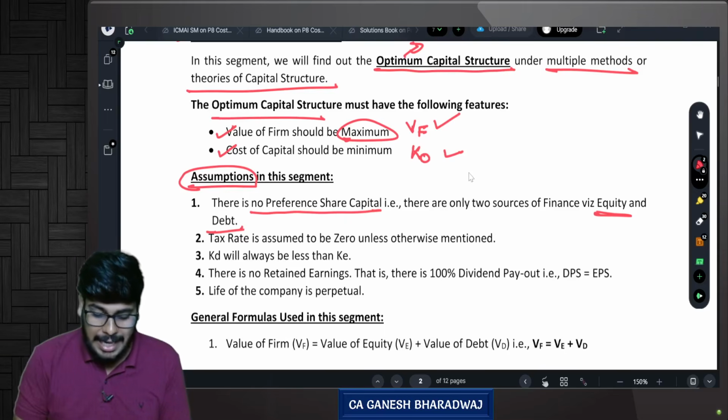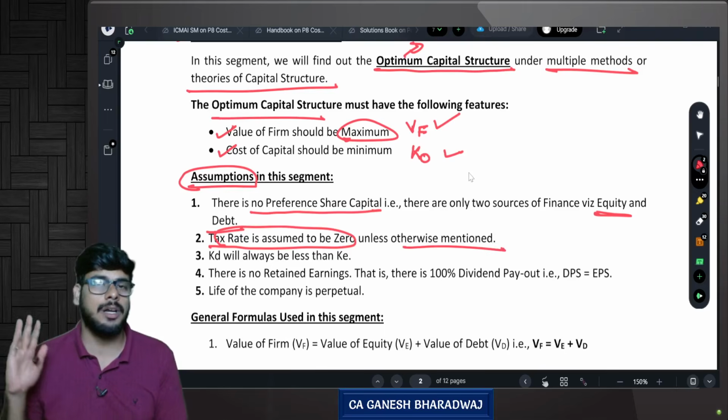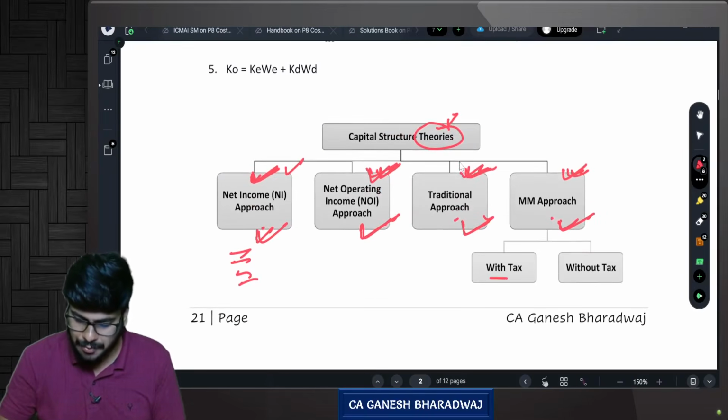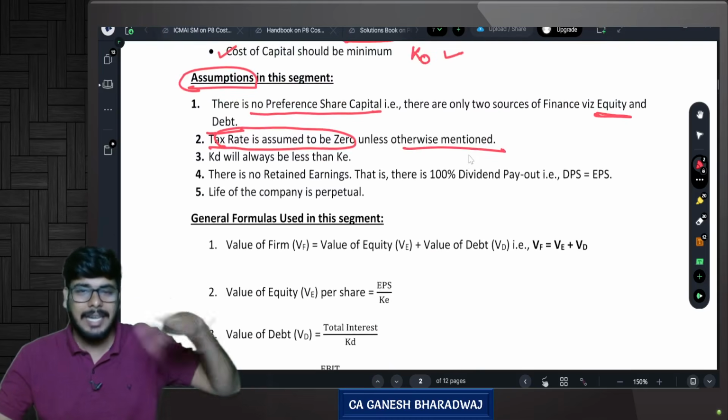Number two, tax rate is assumed to be zero unless otherwise mentioned. Clear? Only in one place we will see a tax rate, which is actually this approach with the tax. Only there we will be seeing a tax. In all other approaches, there is no tax at all.